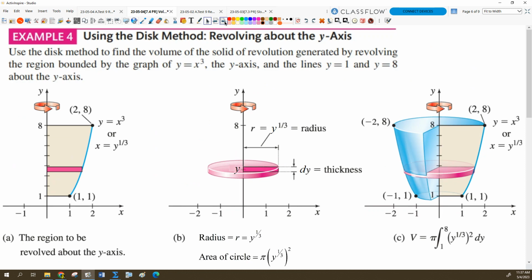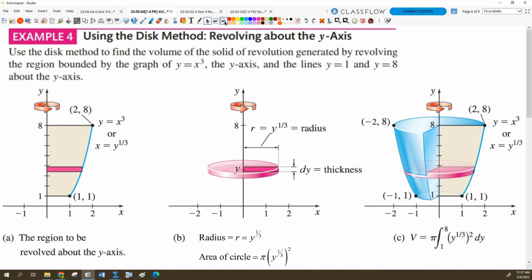Okay, if we look at an example like this, we're going to pick the function y equals x cubed. We want to take the area bound by y equals x cubed, the y-axis, and the lines x equals 1 and x equals 8, and we want to revolve that around the y-axis to create this shape.